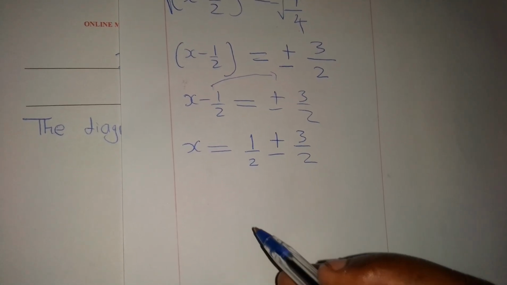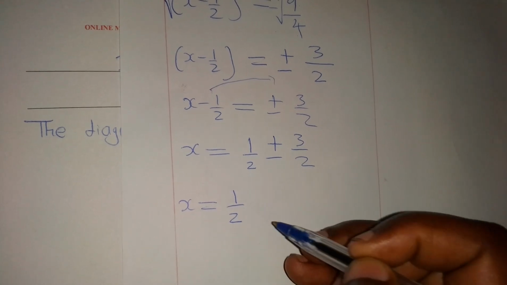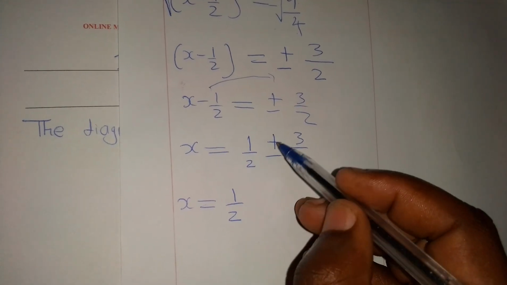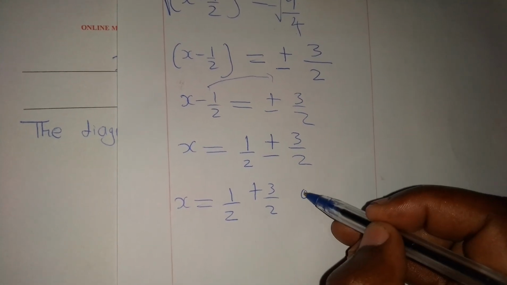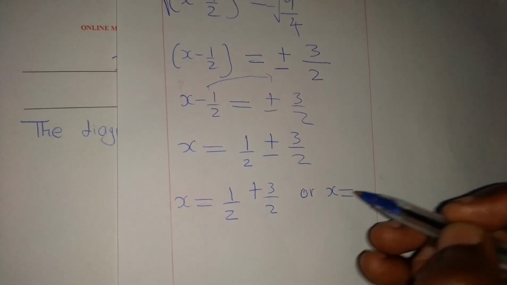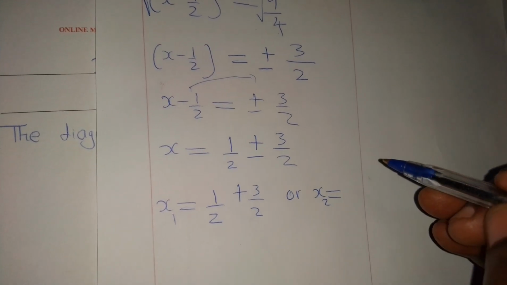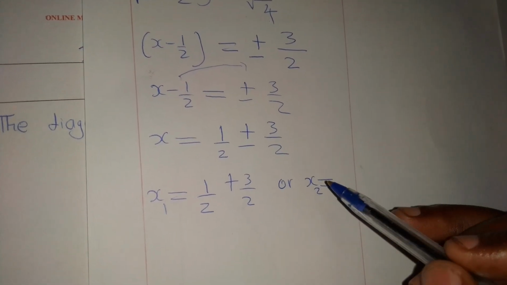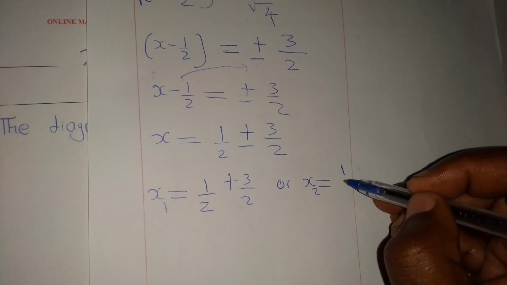Then I can split this into 2. I can say x equals 1/2, and I start with the plus 3/2. Or x, if I want I can say this is my x1, this one my x2, to make my work easy. So my x2 will be equal to 1/2.